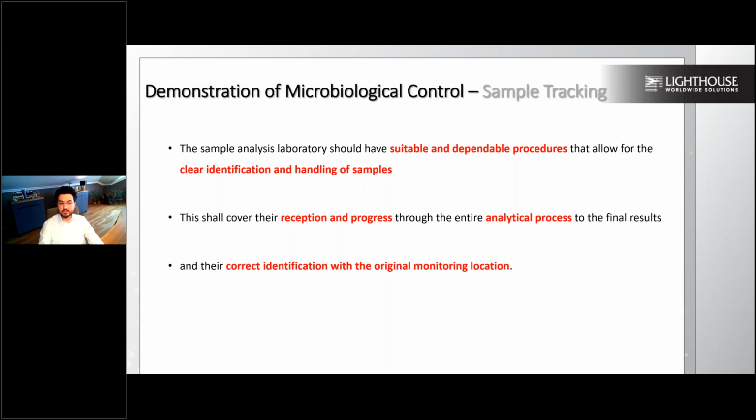This can be a fully automated system or a manual system, but it has to be documented again. And the correct identification with the original monitoring location has to be defined. So the sample tracking system should also be able to track the data from the location where you collect it all the way to the laboratory result with one identification.